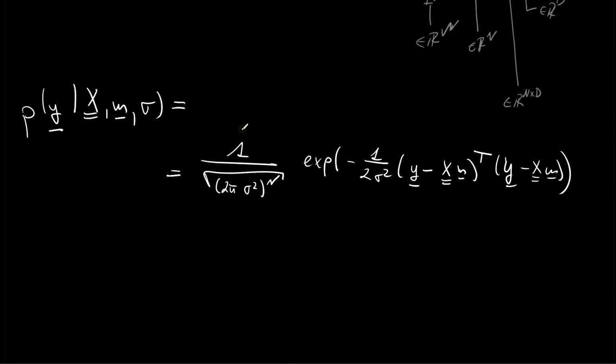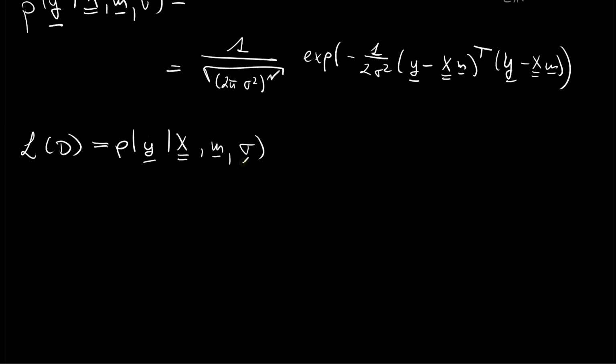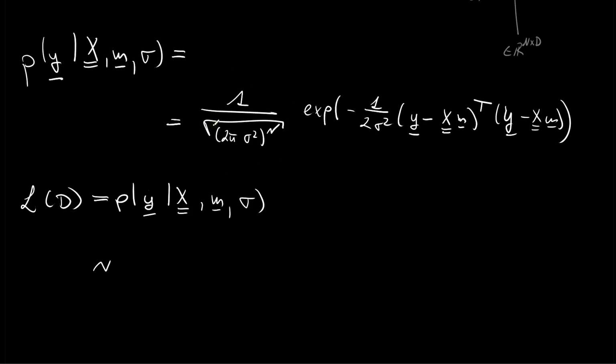Either way, we now have this expression, and then we can also calculate the likelihood of our data. And in this case, the likelihood of our data is equal to this expression that we have here. So we can just copy it. So the probability of the y vector given the x matrix, the m vector, and the sigma scalar. And this one will then be proportional. So we will again make the idea that this constant prefactor just affects the magnitude.